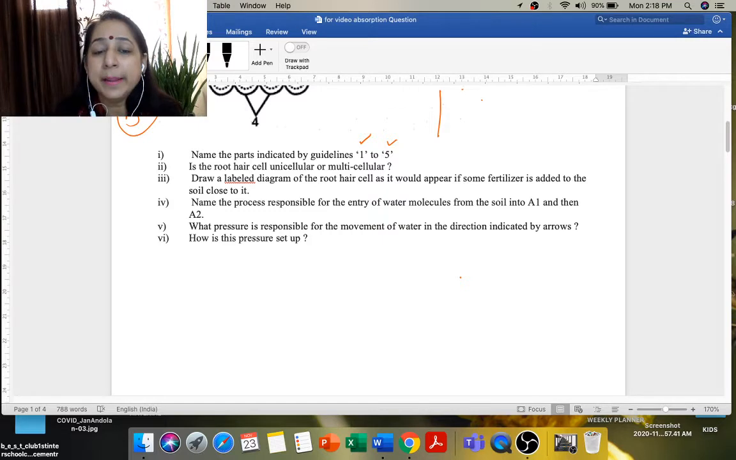That's it. Name the process responsible for entry of water molecules from soil into A1 and then A2. So which process? Obviously it's osmosis. Water moves from its high content to its low content. What pressure is it? Just one line. It asks for the name, so just write the name. No need to explain. What pressure is responsible for movement? Osmotic pressure.